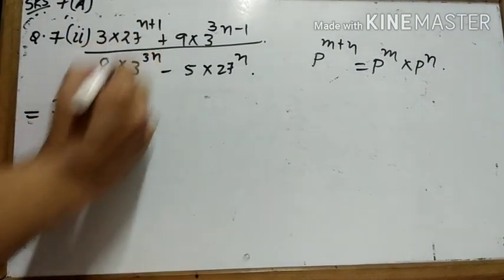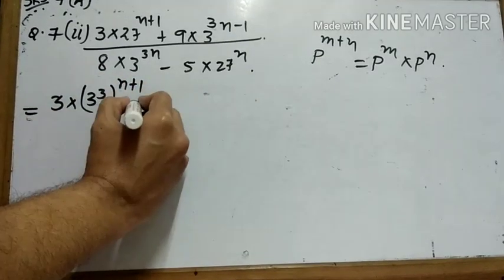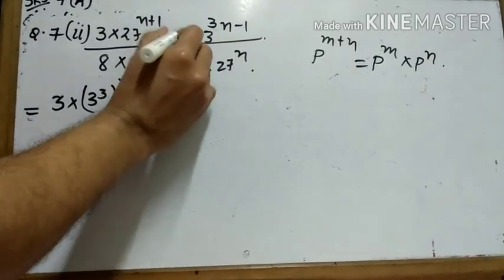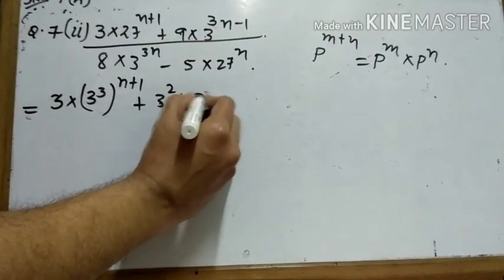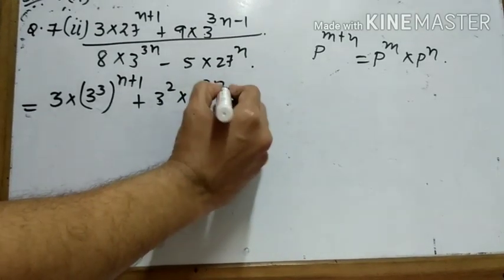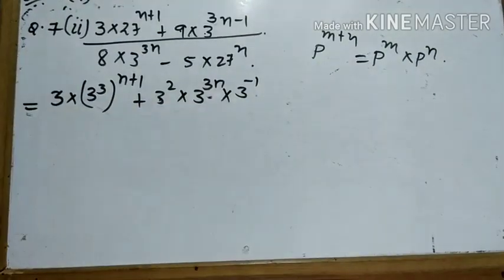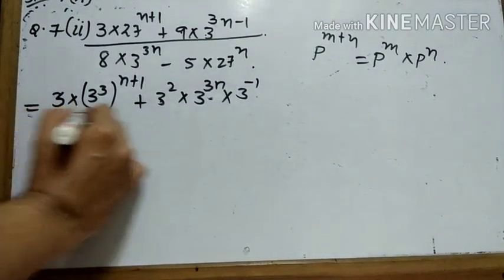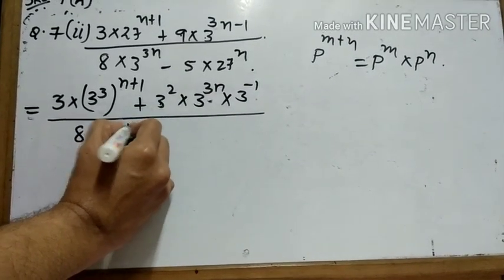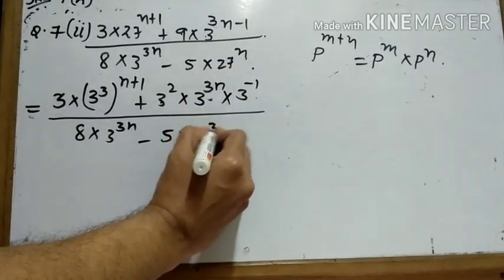Let us go into this particular question. 3 into 27, I can write it down as 3 cubed, and it has a power of n plus 1, plus 3 squared multiplied by, this 9 is 3 squared, and here 3 raised to 3n multiplied by 3 raised to -1. How does this come? I have applied this particular rule. In the denominator, I have 8 multiplied by 3 raised to 3n minus 5 into this 27, which I can write down as 3 cubed whole raised to n.